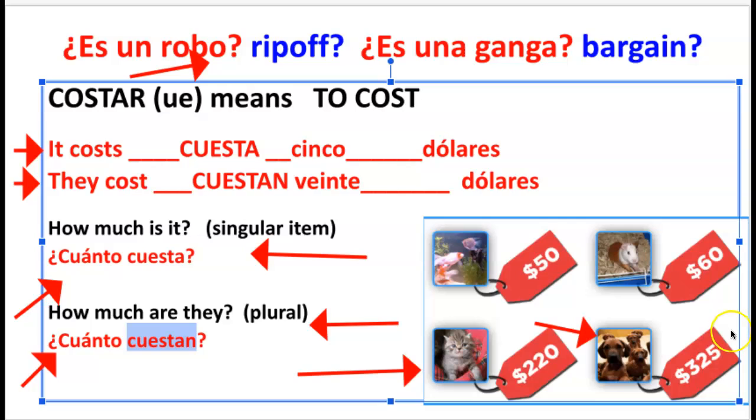How will I answer? That's right, yes, I'm going to use cuestan because there's more than one. And then let's do our number. Remember 300, cuestan $325. You got it. So remember, there's only two forms of our verb. So let's practice.